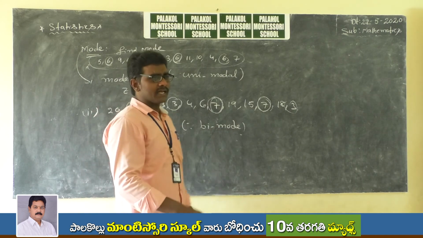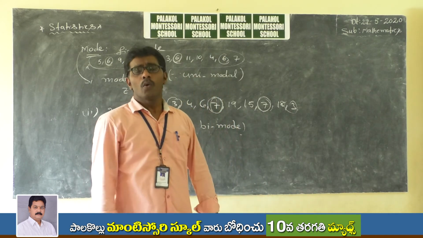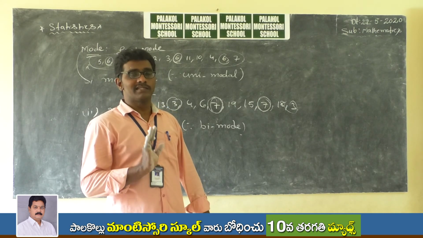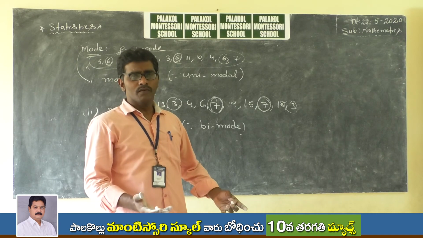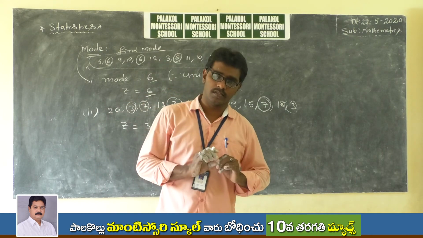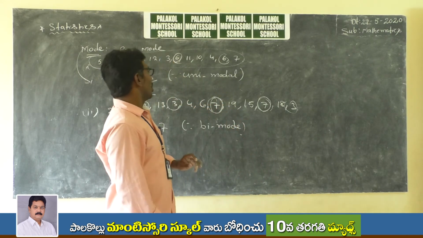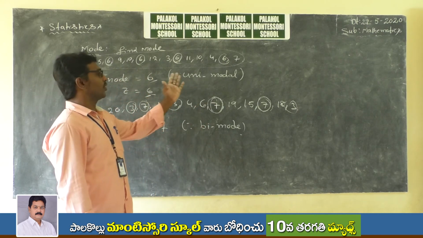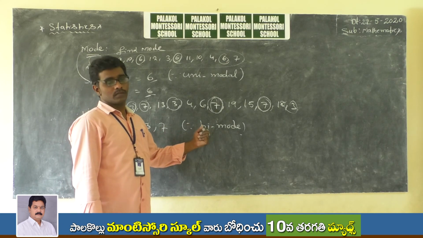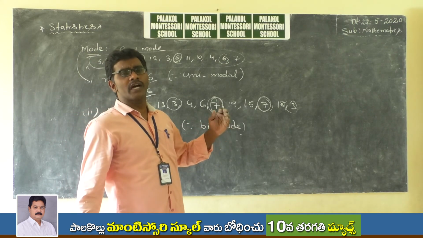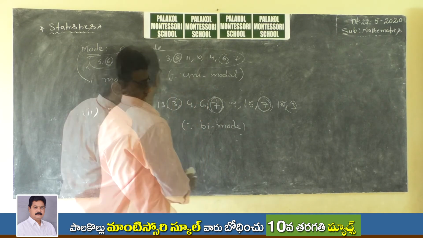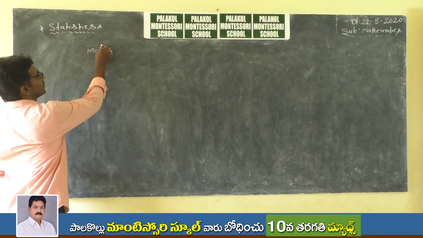Mode exists or does not exist. If any number is not repeated, what is the mode? 0? It's wrong. The mode does not exist, because no number is repeated. Okay guys? Next. If only one mode is obtained, that is a unique mode. If 2 modes are obtained, that is a bimode. It is easy to understand.